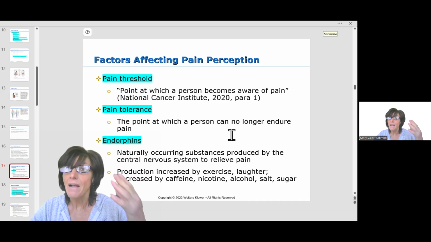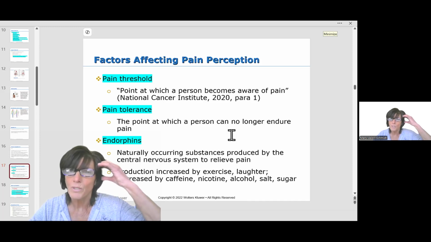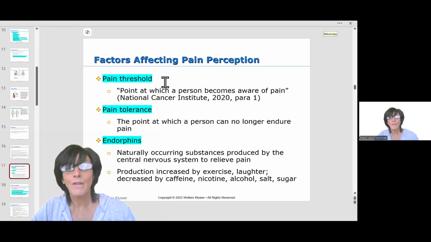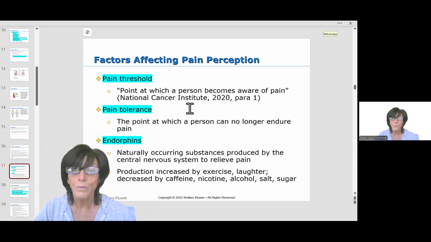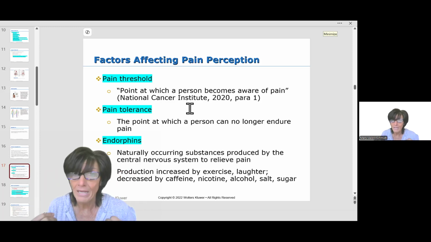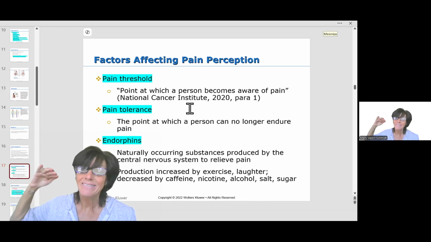All right, so factors affecting pain perception, or perception of pain. So there's something called a pain threshold, and that's the point where the person becomes aware of the pain. A pain tolerance is the point where you just can't take it anymore.